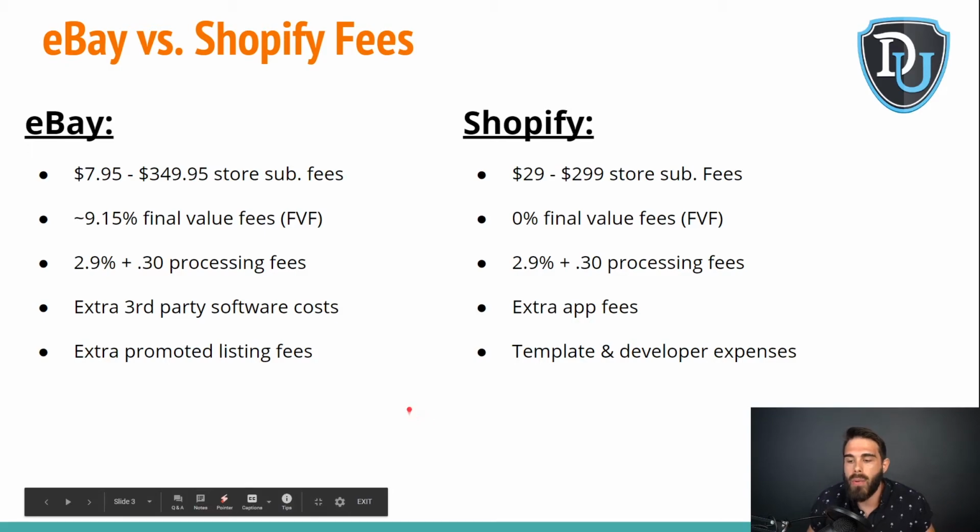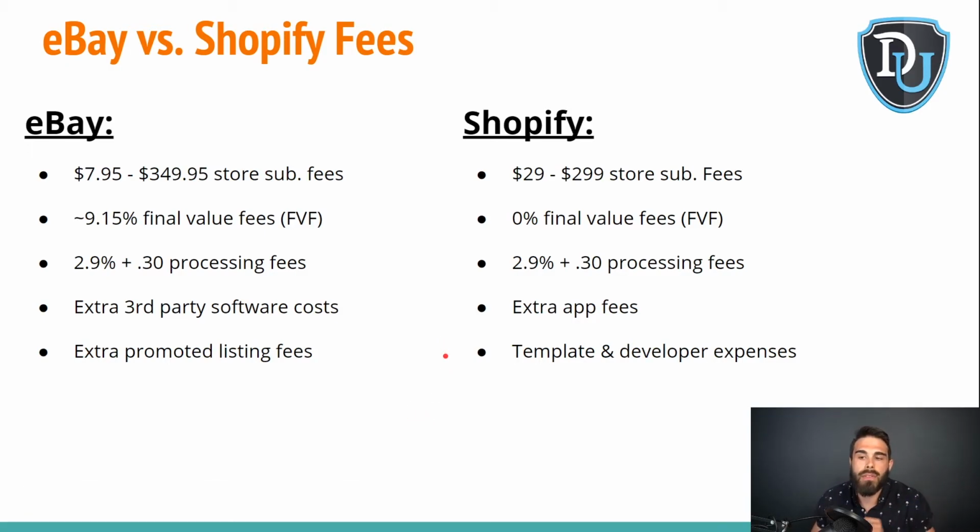The last point I want to make here is extra promoted listing fees. One of the most beautiful things about eBay is that it operates its promoted listing fees on a cost per sale basis, whereas with Shopify, you're going to need to generate traffic from outside sources like Facebook, YouTube, and Google, and none of them have a cost per sale model. They all have cost per impression or cost per click models, where you could be spending an arm and a leg on these expenses without actually getting people to make the purchases.